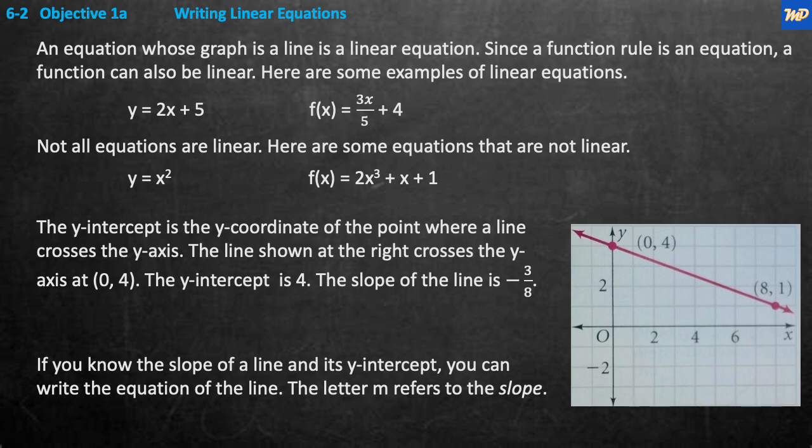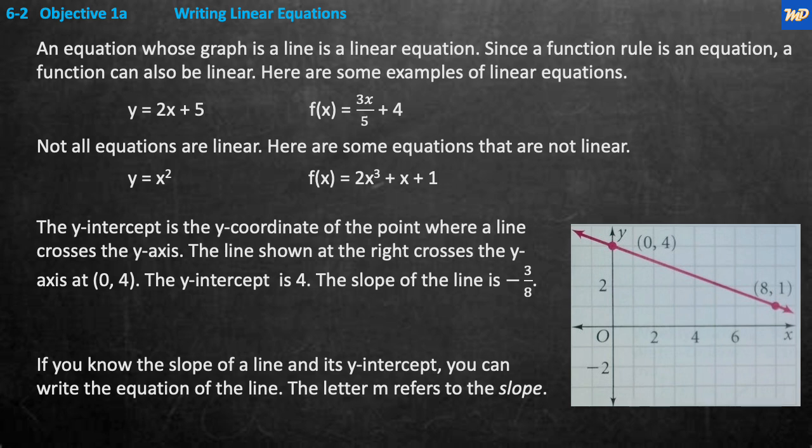Not all equations are linear, though. Here are some equations that are not linear. y is equal to x squared. That does not draw a straight line. It's a parabola, and it's pointing upward. f of x is 2x cubed plus x plus 1. That also is not a line. The way you can tell is that the highest power of x cannot be any higher than 1. If it's squared or cubed or anything else, it's no longer a straight line.